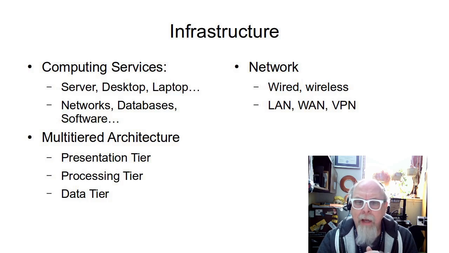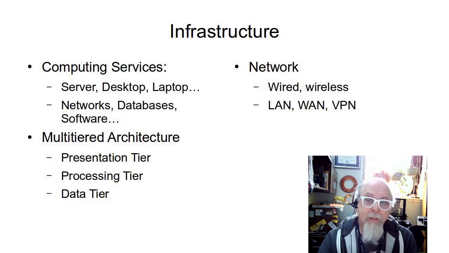Infrastructure falls in all kinds of architectures, from client-server architectures where you have desktops connecting to servers, to something called a multi-tiered architecture, which is what really big systems usually have.